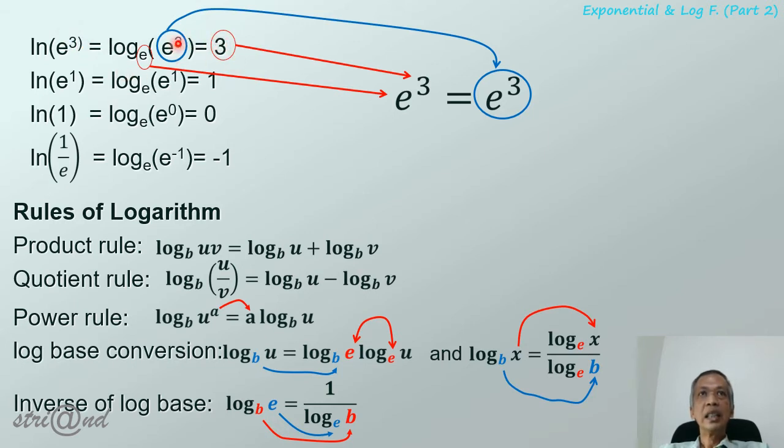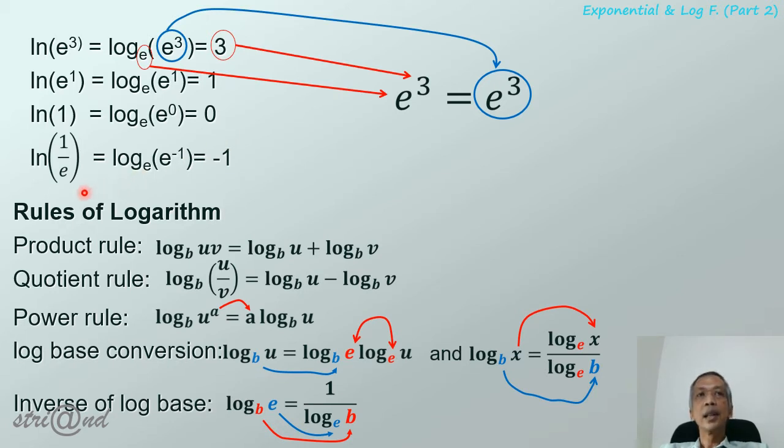So when the 3 here is replaced by 1, it is equal to 1. When the 0 is placed here, it is equal to 0. When the number here is -1, it is equal to -1. And when we have e to the power of 0, it is equal to 1 here. So the natural logarithm of 1 is 0. And then the natural logarithm of 1 over e is the same as e to the power of -1. It is equal to -1.